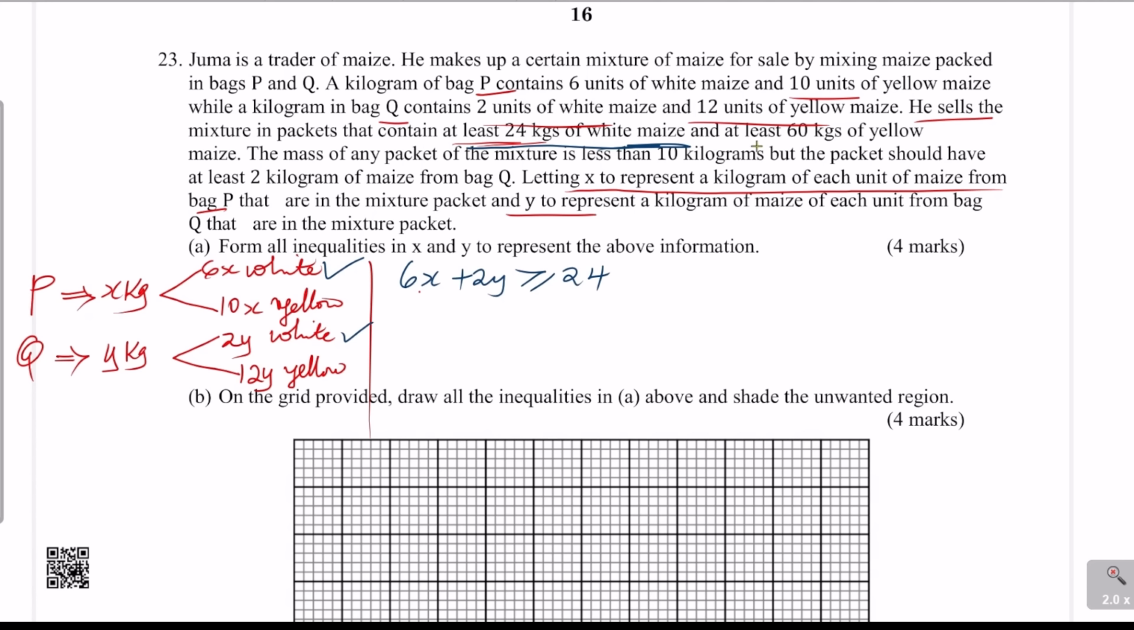And then at least 60 kgs of yellow maize from the 2 bags, at least 60. We have yellow here, and we also have yellow here. So in bag P, how many kgs of yellow maize? We have 10X, plus bag Q, we have 12Y. Again, those should be at least 60. At least means greater than or equal to 60. So those are the two inequalities we have formed up to that point.